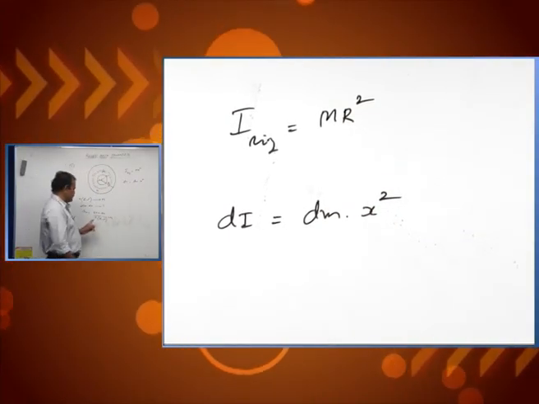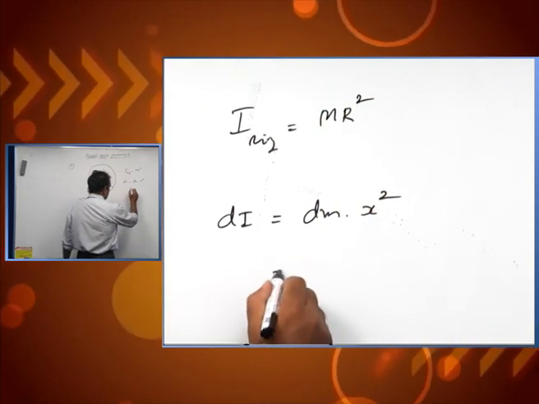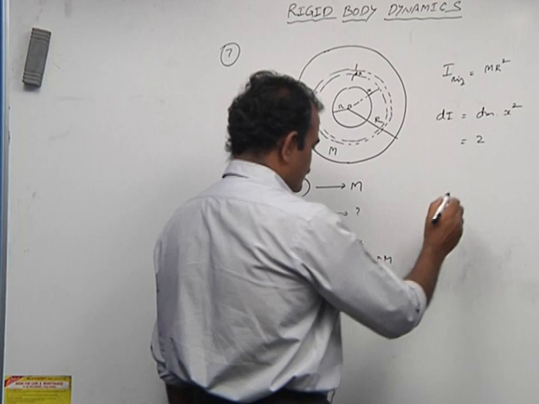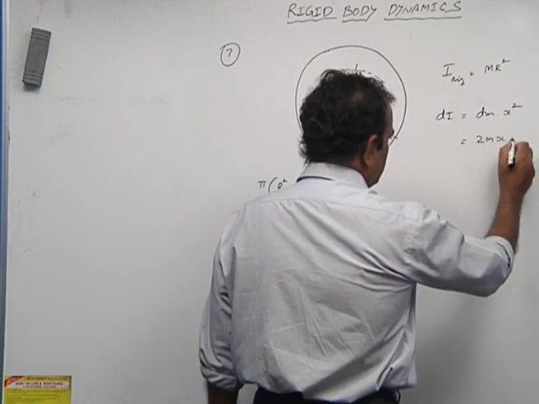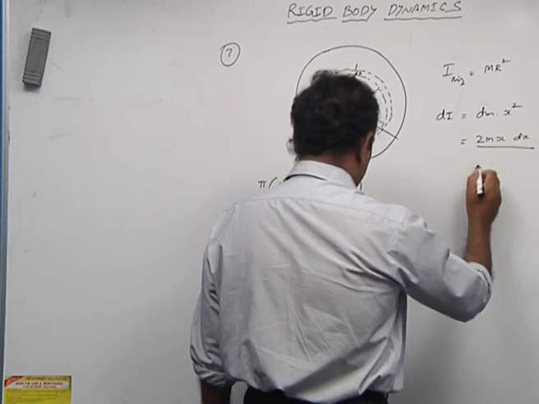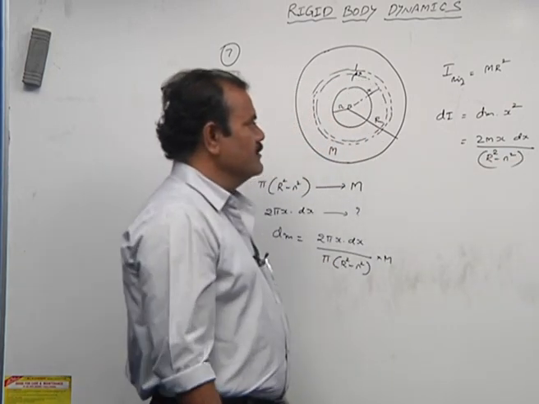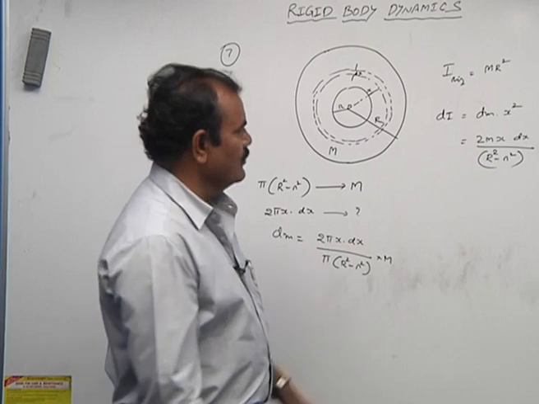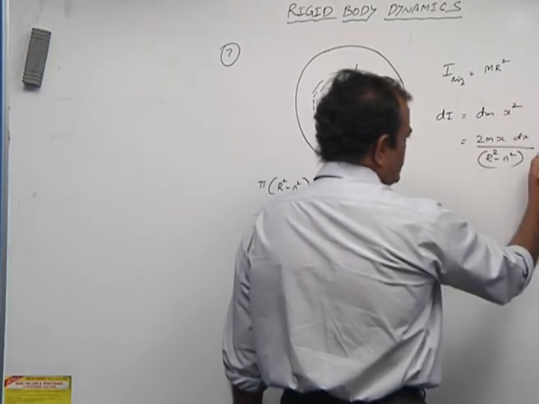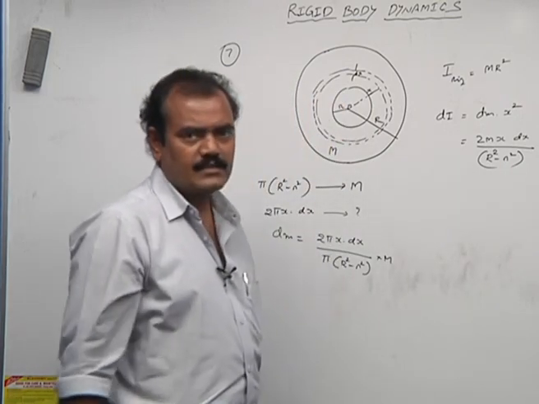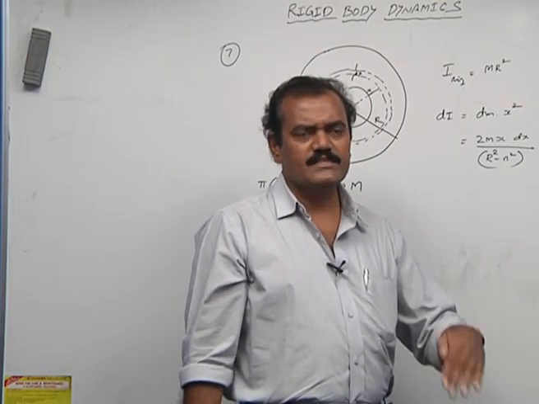So dm is nothing but 2Mx dx over (R² minus r²), where the 2π is cancelled. That is the moment of inertia of that elemental ring only, and in addition x² is also multiplied, that is dI. And there are so many such rings.